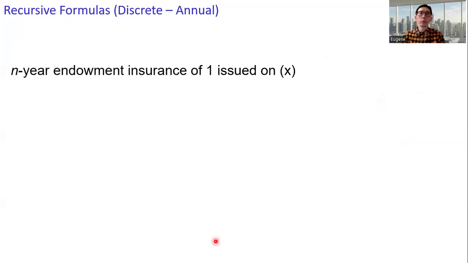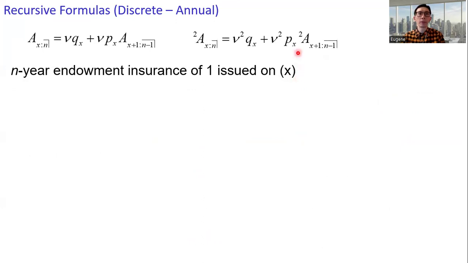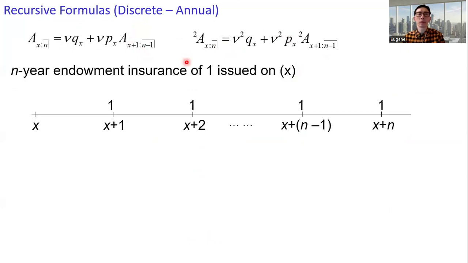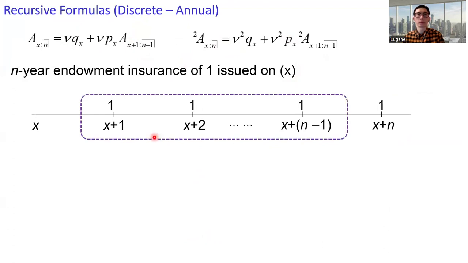Next, we get back to the n-year endowment insurance. We have already established a set of recursive formulas. And now we are going to establish the second set. Again, split it into 2 parts. The n-1 year term insurance, as well as the n-year period endowment.